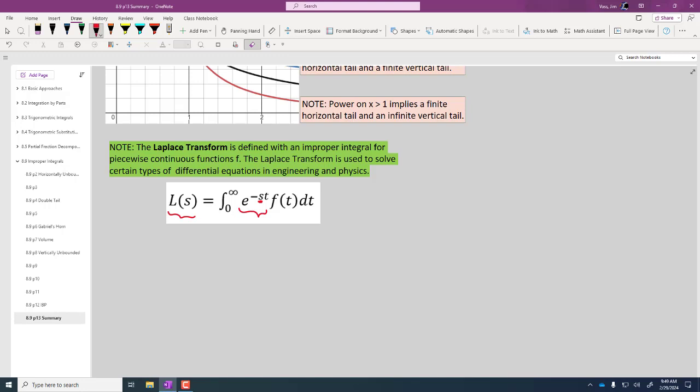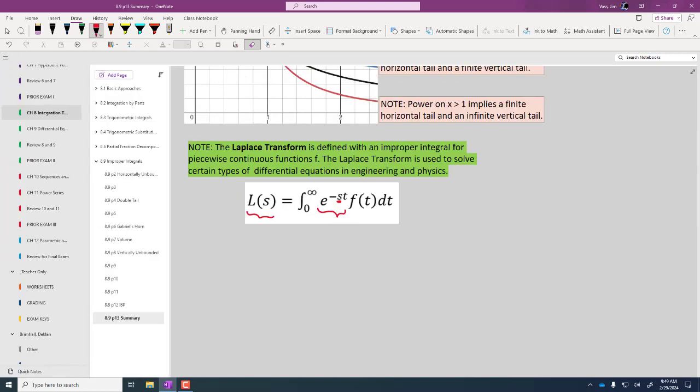So this is the one that you're going to see most frequently. This is why improper integration is so important, because you will see it a lot as an engineer. Laplace transforms are super important. Okay, so that is improper integration.